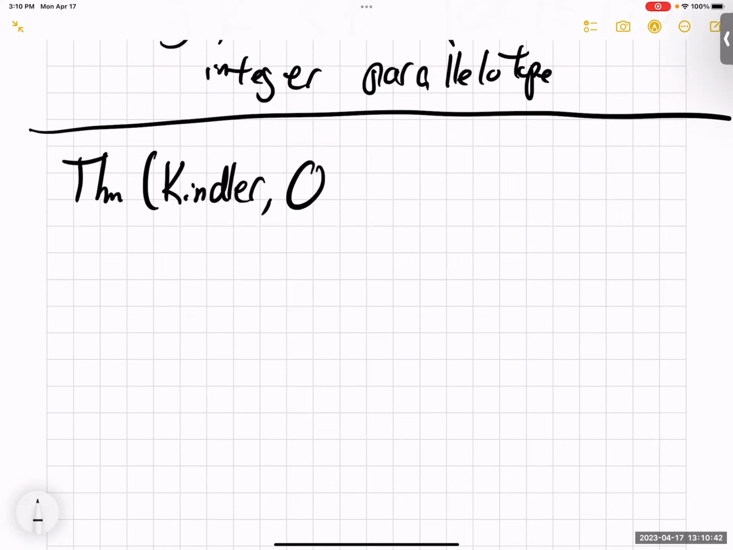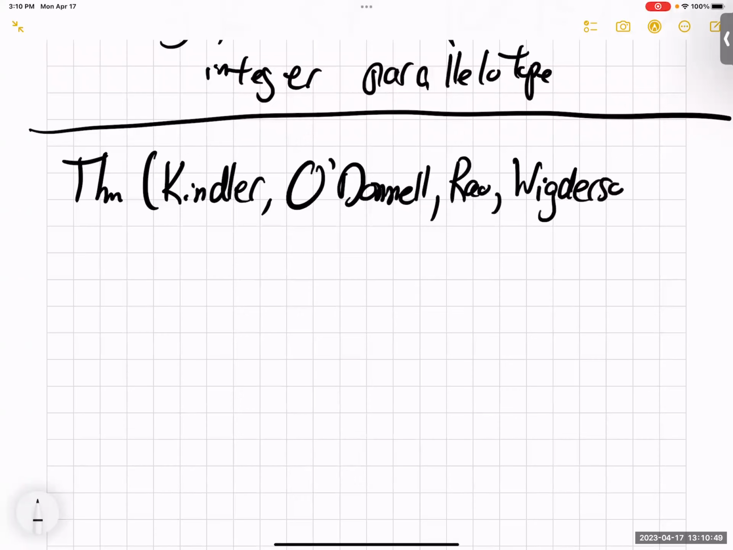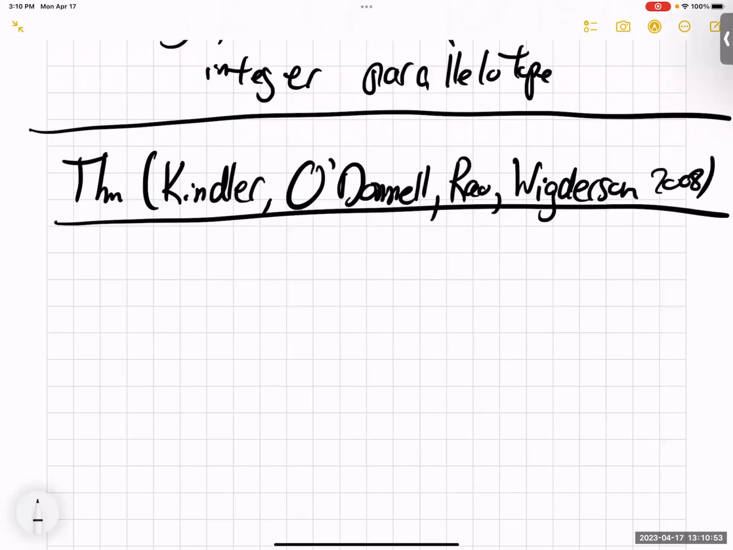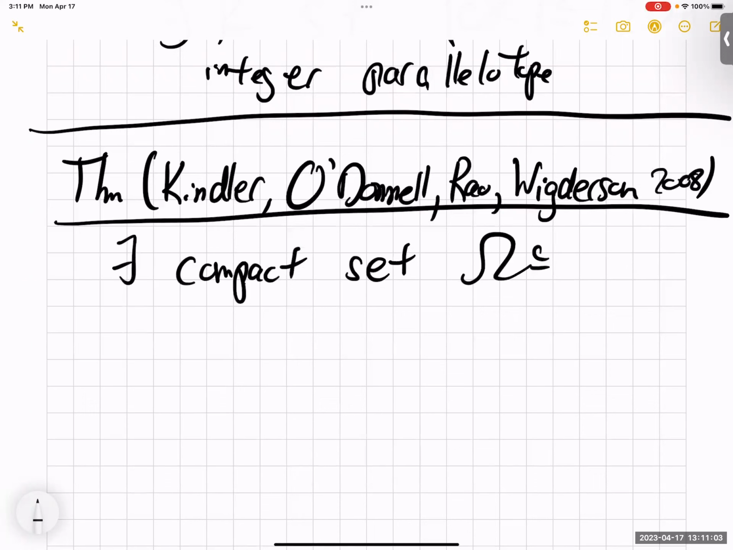O'Donnell, Rao, and Vigderson back in 2008, and they proved the same thing without this convexity requirement. So there exists a compact set, omega, some compact set with no convexity requirement, a compact set omega in R^n, such that as before, it tiles R^n.